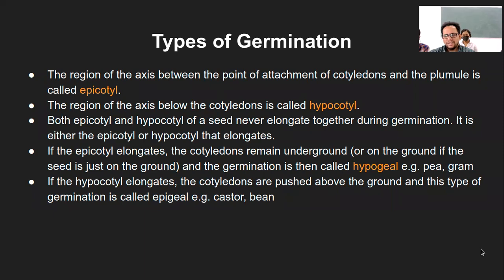Now, germination, based on how the cotyledons are separating and where they go after germination, is of two types. That is what has been explained here in the fancy language of biology. The region of axis between the point of attachment of cotyledons and the plumule is the epicotyl. Like we already know what is epicotyl and what is hypocotyl, these two structures, right?